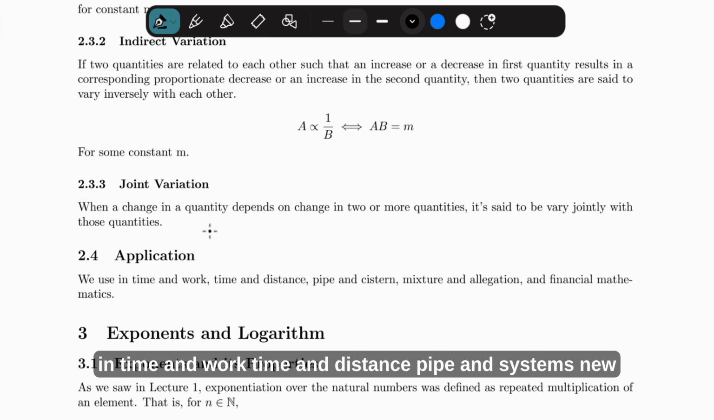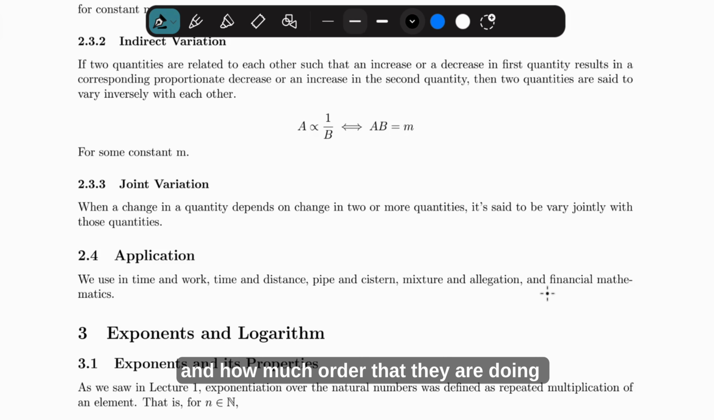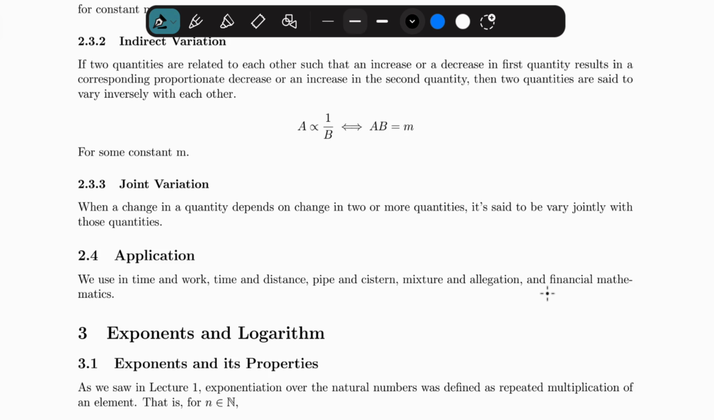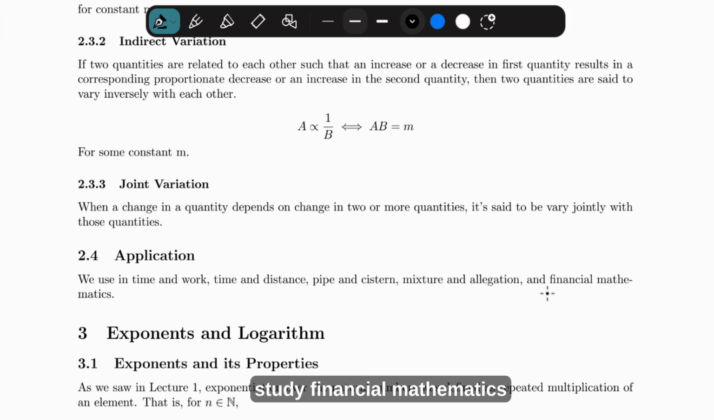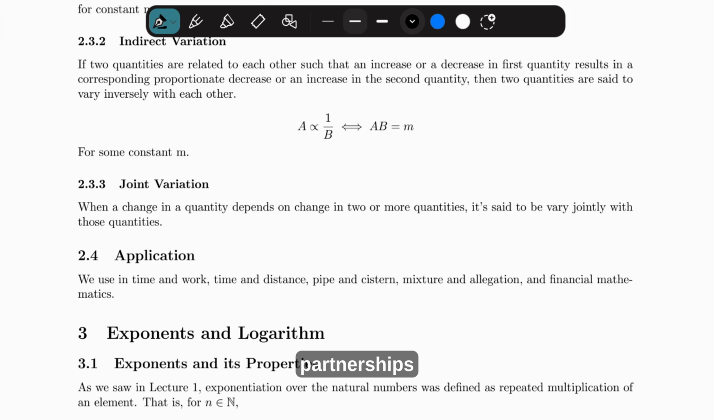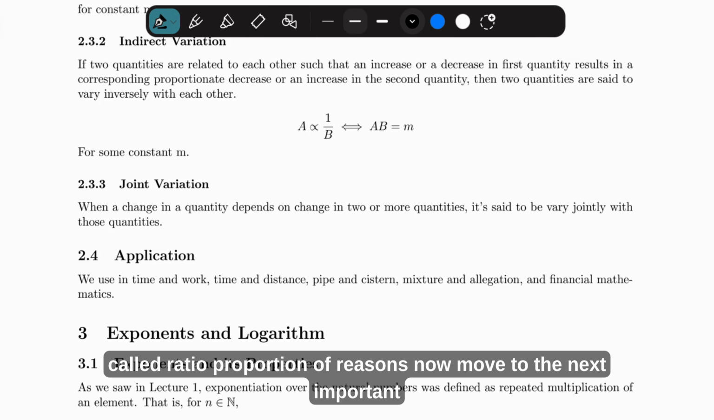Applications are used in time and work, time and distance, pipes and cisterns, mixtures, alligation, and financial mathematics. For example, in time and distance, and how much water is filled during a period of time. In financial mathematics, such as partnership, finding interest or compound interest, we use this concept called ratio, proportion and variations.